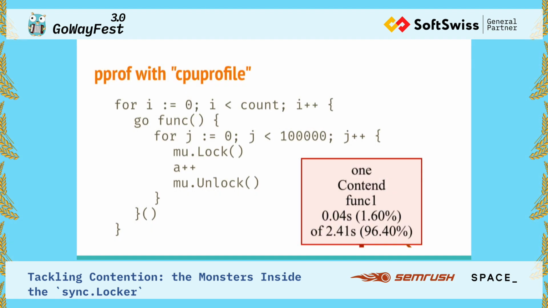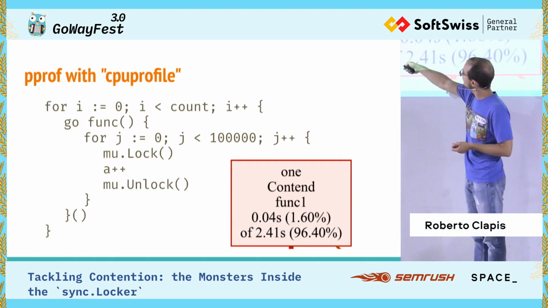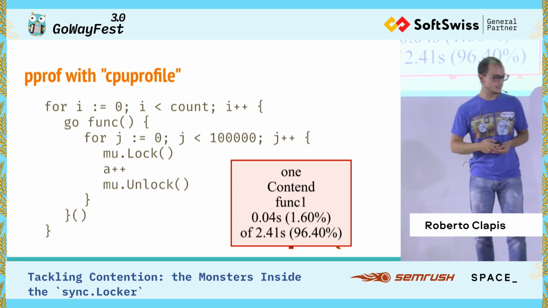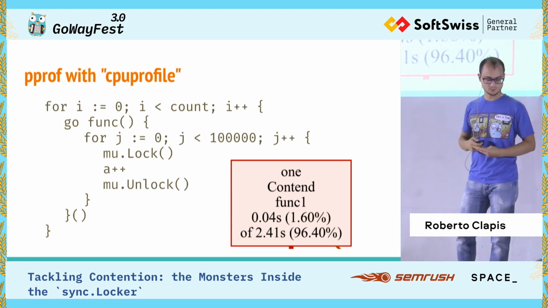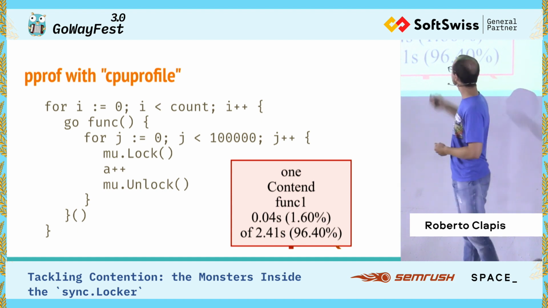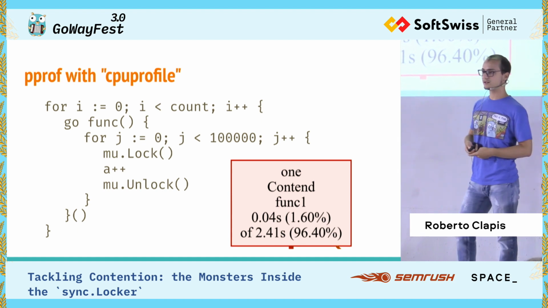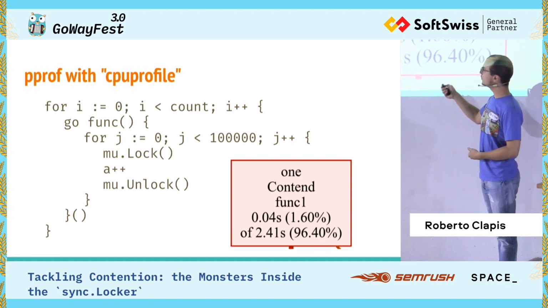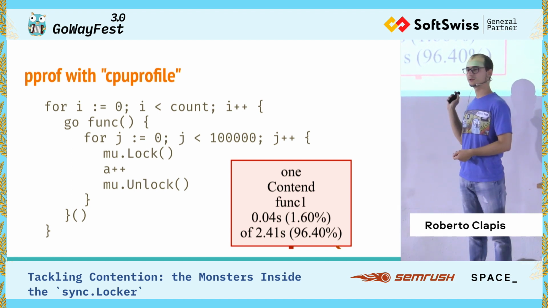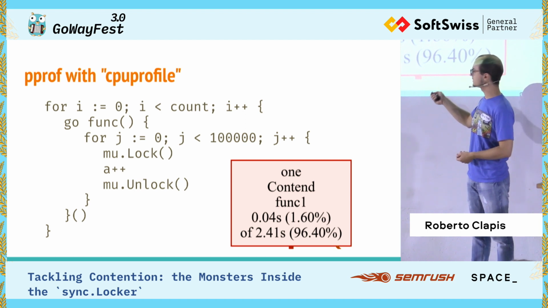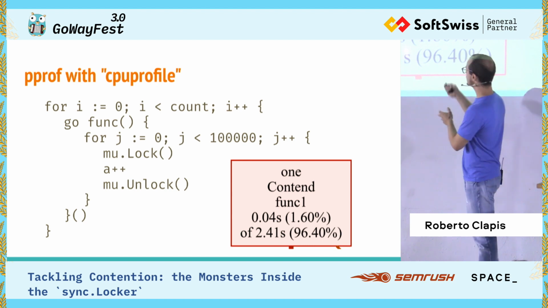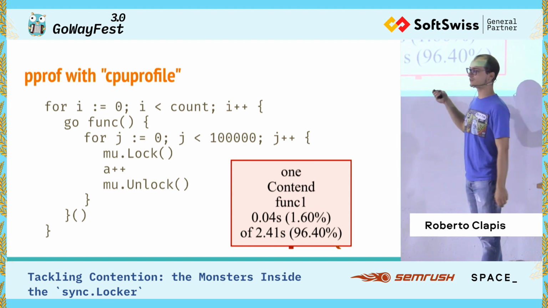So this is a very simple example with code. I just run some goroutines, and for every goroutine, I acquire a mutex, increment a variable, and release the mutex. This is one example of code that creates contention. So I was reading the output, and the first thing that I noticed is that I spent 0.4 seconds in my function, and all the rest of the time was spent somewhere else. So I was doing real work for a ridiculously small amount of time.